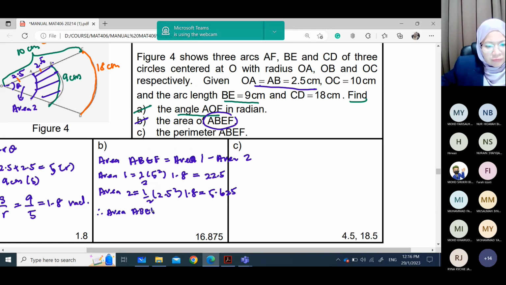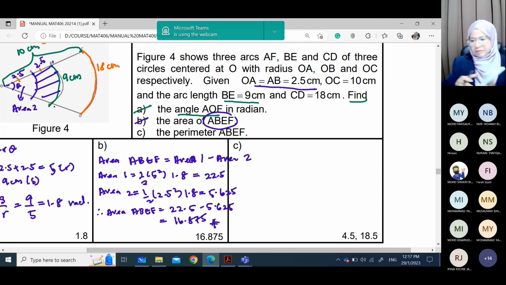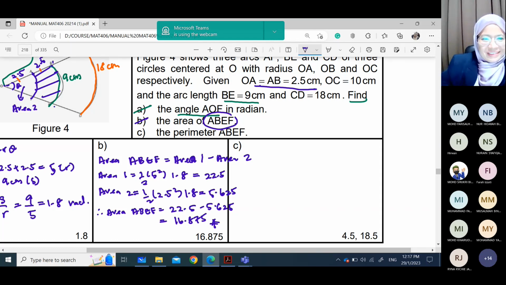Okay, so therefore area bagi A, B, E, F sama juga dengan the biggest area, area 1, 22.5 minus 5.625. 22.5 minus 5.625 dapat 16.875. So ini adalah area bagi yang ini, A, B, E, F. Dapat tak? Boleh tak?